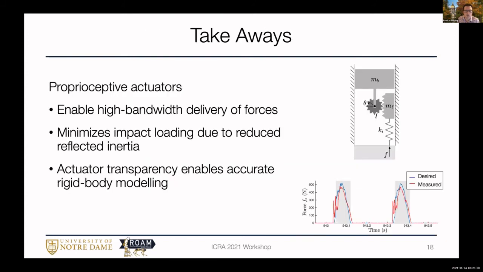Okay, so big picture takeaways. When it comes to managing physical interaction and having highly dynamic robots, these proprioceptive actuators have a lot of benefits. They enable high bandwidth delivery of forces, minimize impact loading due to reduced reflected inertia, and this actuator transparency really enables accurate rigid body modeling.